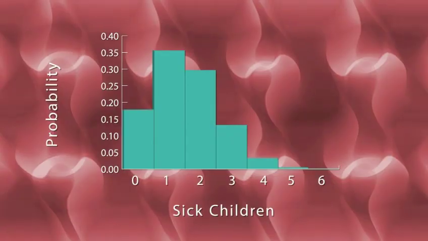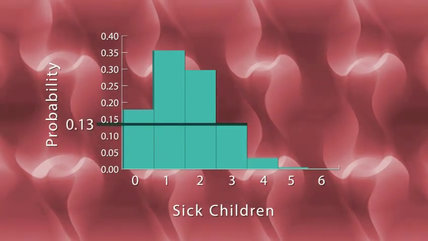Let's look at the probability histogram for sickle cell disease in families with 6 children. The y-axis of our histogram shows probability, while the x-axis shows the number of children with sickle cell disease in a family with 2 carrier parents. The x-axis runs from no children having sickle cell to all 6 having the disease. We can see from this histogram that the probability of having 3 children with sickle cell, for example, is 13%.